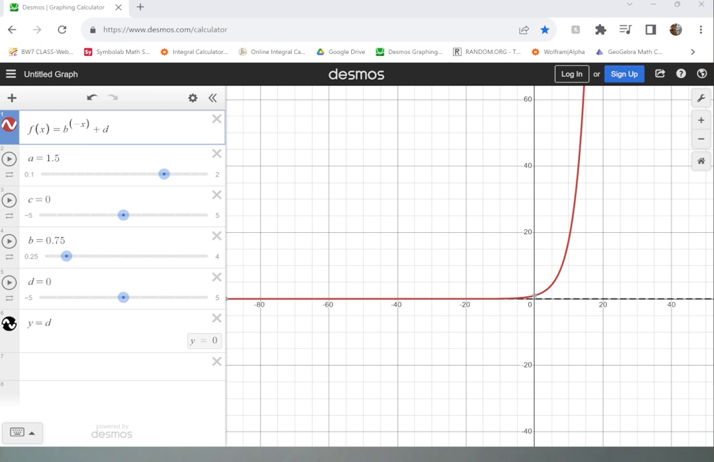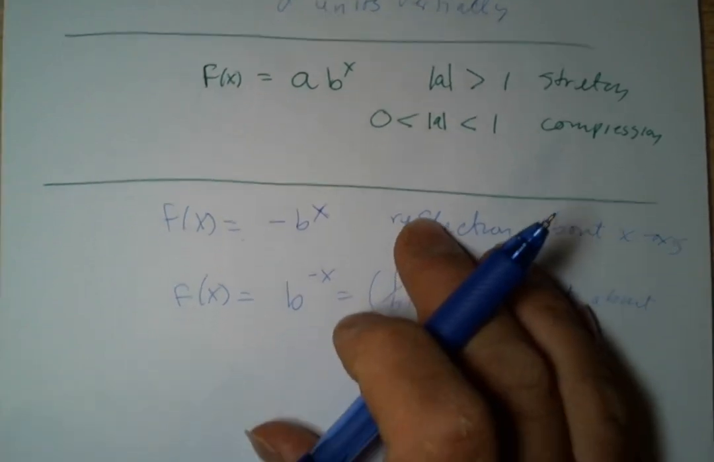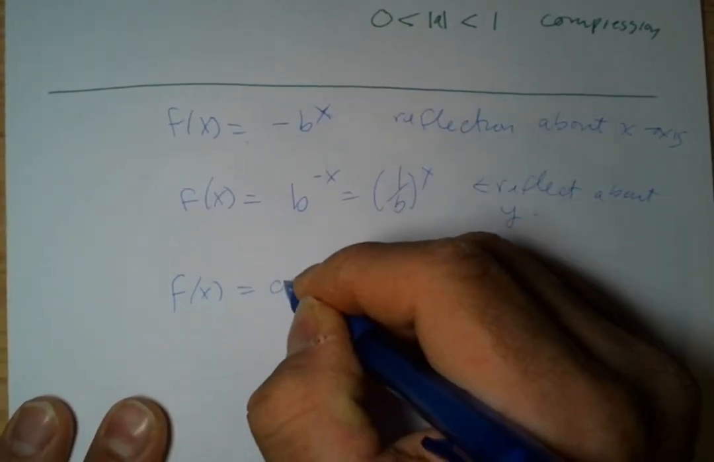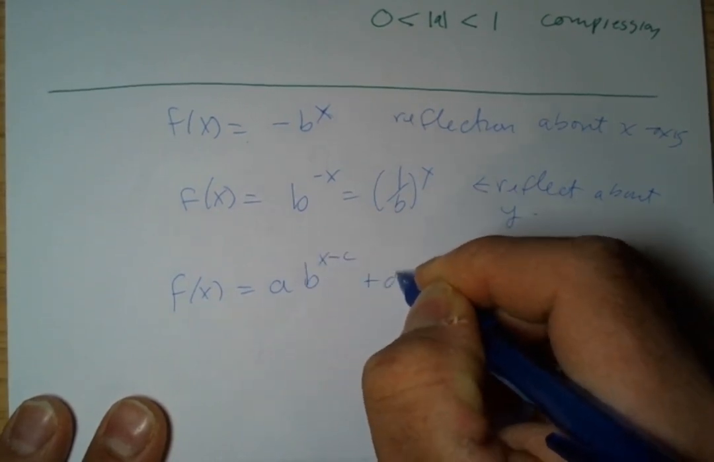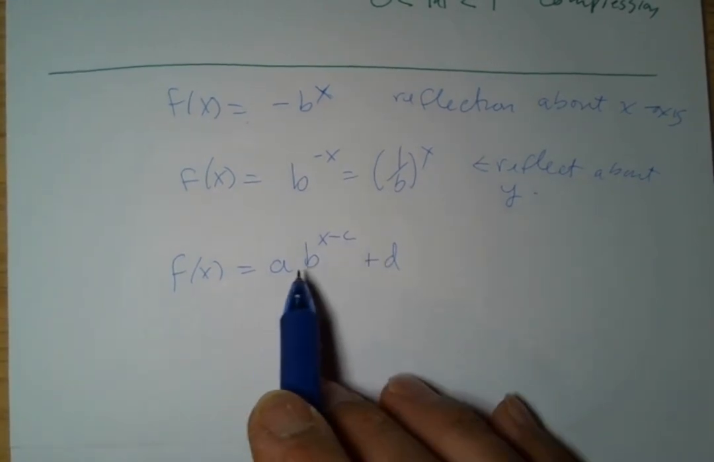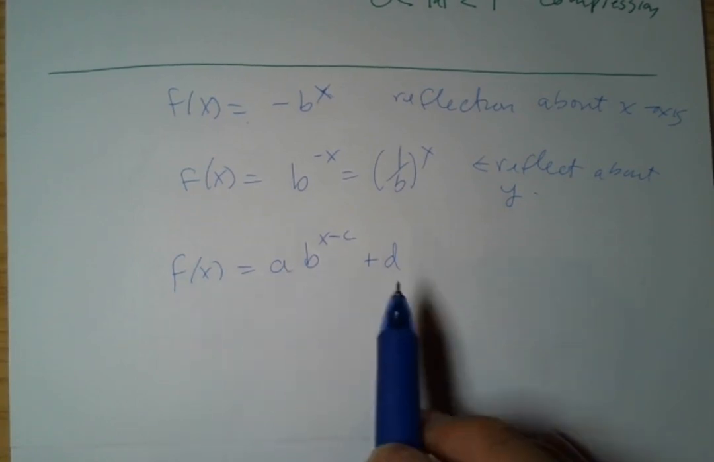We have a stretch, shifts in the horizontal or vertical directions, and then reflections across a given axis, right? And in general, our equation with all the translations here is a times b to the x minus c, plus d, where each part plays a role in determining what happens to the graph, depending on what these values take on.